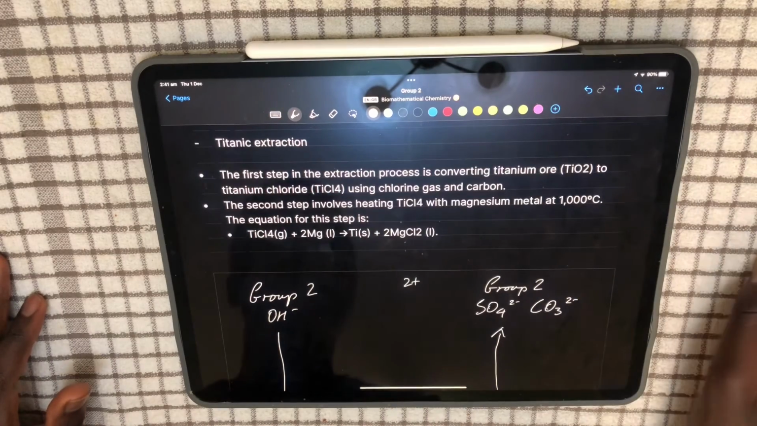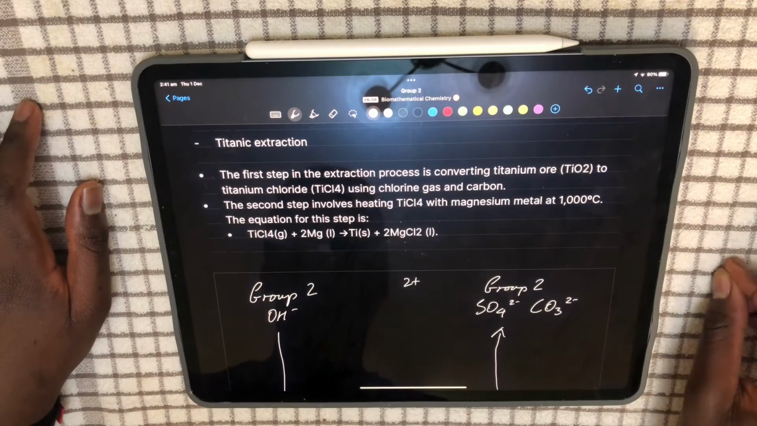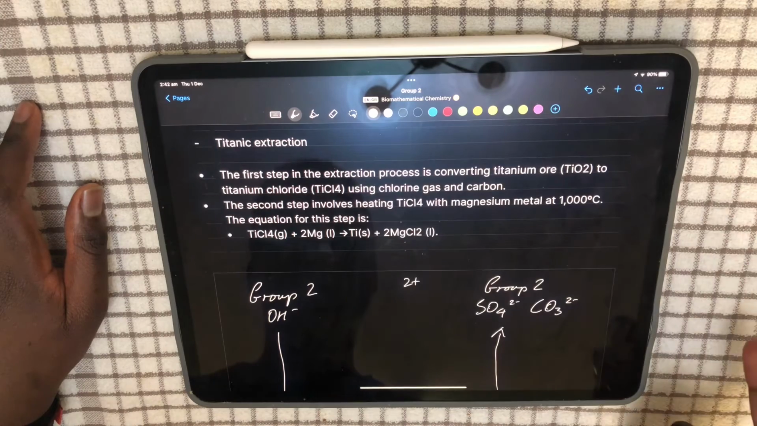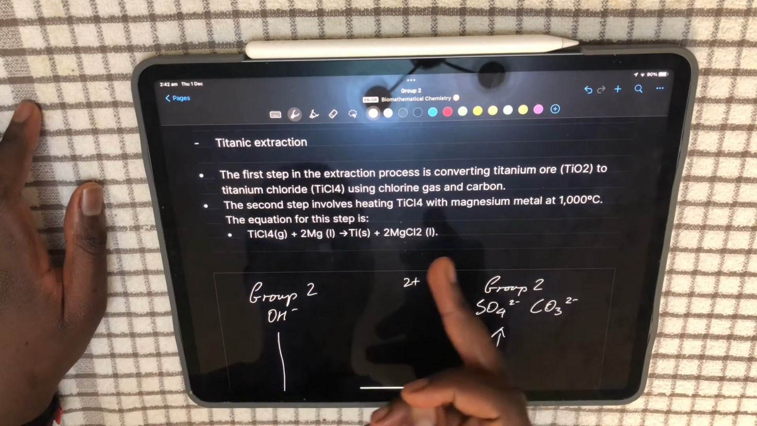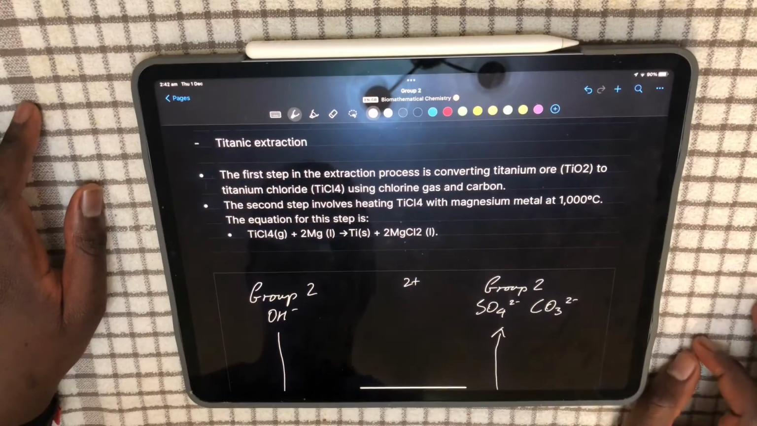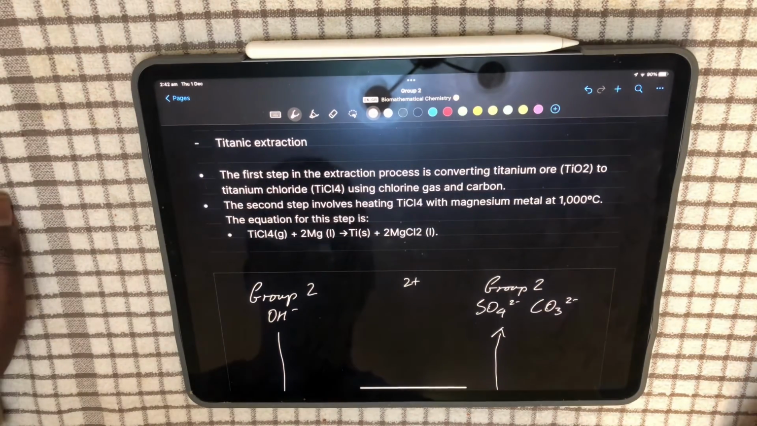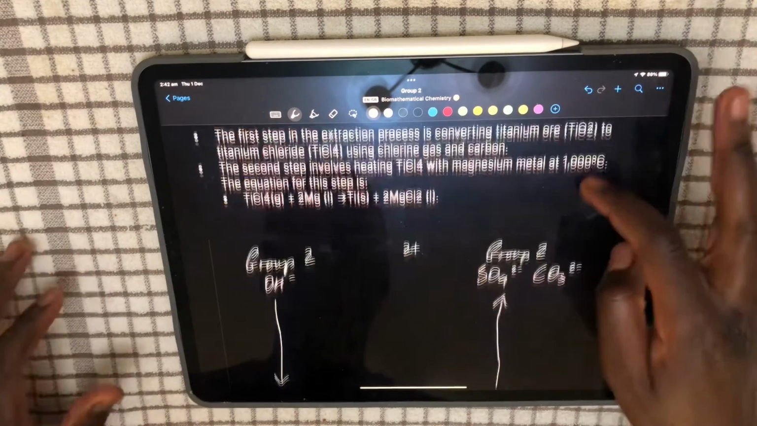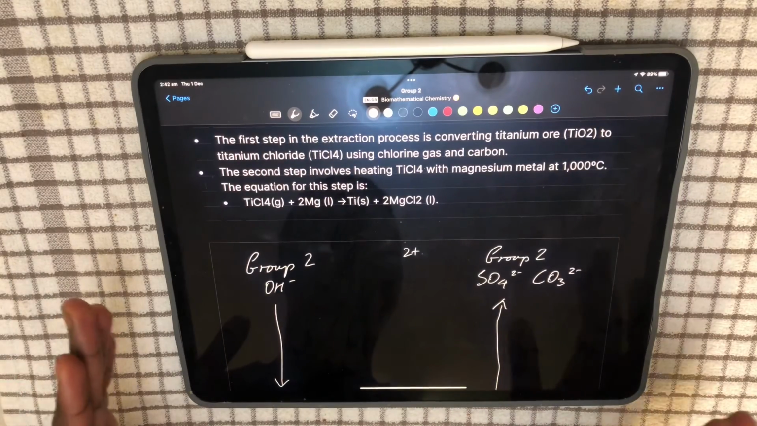You don't need to know the 1,000 degree part, but just know that titanium ore can be converted to TiCl4 using chlorine gas and carbon, and then from there it's simple. They tell you that you're getting titanium from TiCl4 and magnesium, right? So you just balance your equation. You're forming Ti from TiCl4 and magnesium, and you're going to form magnesium chloride, and it's pretty simple from there. So anyway, hopefully this video was helpful, and hopefully I didn't talk too much.